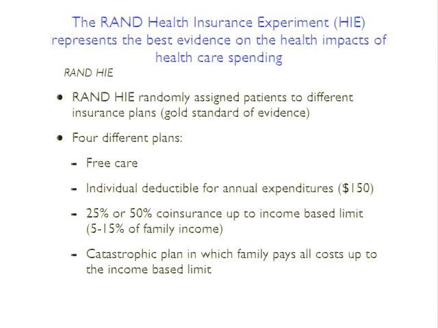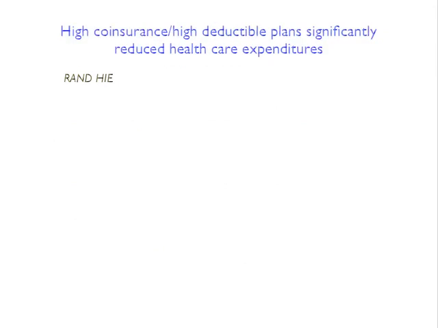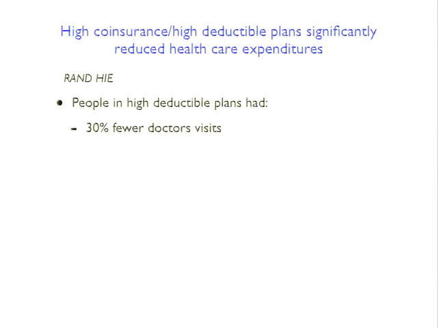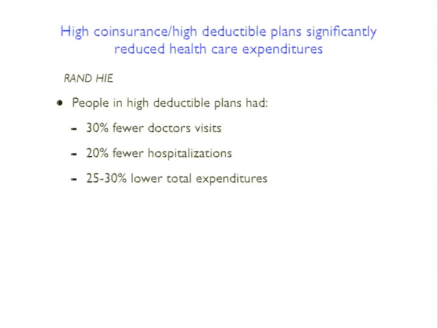So when they ran this experiment for several years and then looked at the results, what they found is that, as you might expect, the high coinsurance, high deductible plans, those less generous plans, did significantly reduce healthcare expenditures. People in those last two plans had about 30% fewer doctor's visits, 20% fewer hospitalizations, and 25 to 30% lower total expenditures than people in the free care plan.